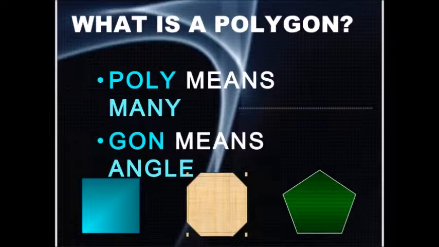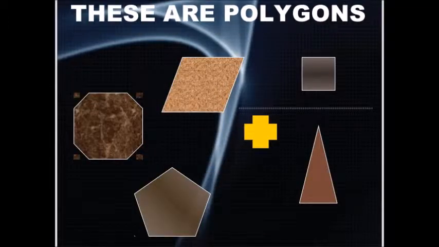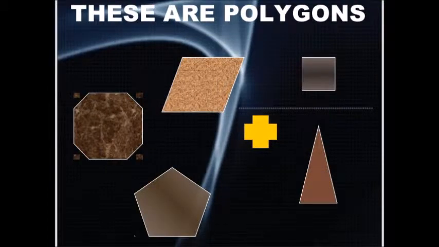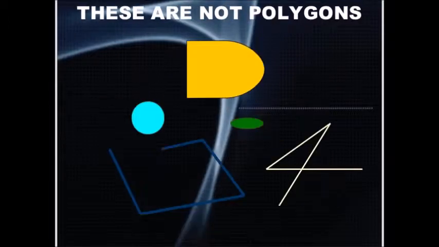Polygons are two-dimensional objects. It's good to know the root words. Poly means many, gon means angle. So these are pictures of polygons, and these are pictures of two-dimensional objects that are not polygons. The difference between the pictures on the first page versus the second one: in the first one we have lots of straight lines, in the second one we have circles, we have curves.